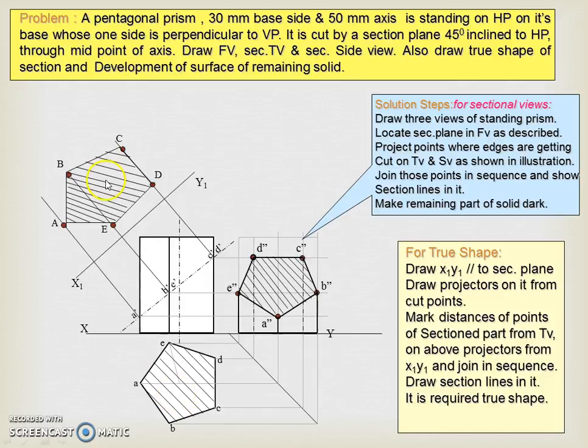So here we can easily identify that the sectional top view is reduced, and this is the true shape. Like that we have to identify the true shape of the section, and the sectional top view or front view according to the plane given. Here the section plane is inclined to HP, so we get the sectional top view. If the section plane is inclined to VP, we will get the sectional front view, and this cutting plane we will show in the top view.